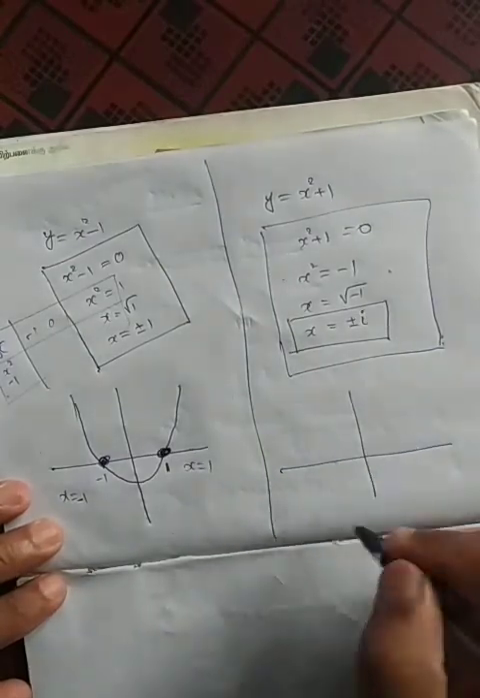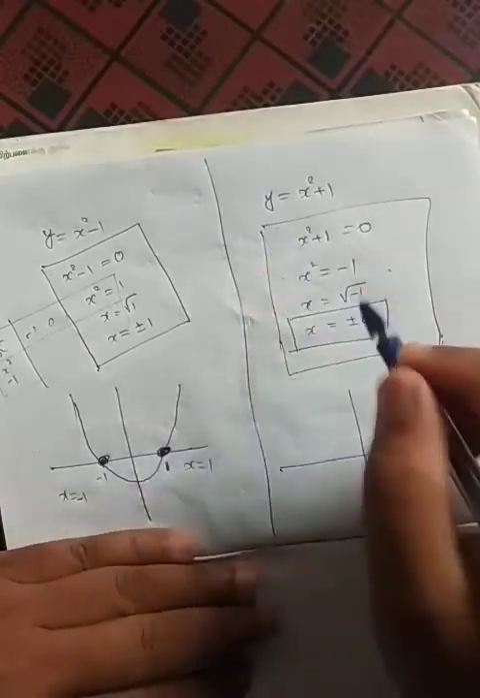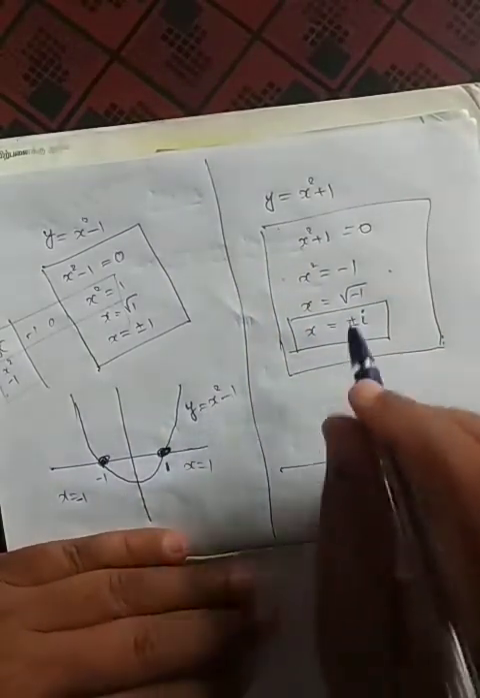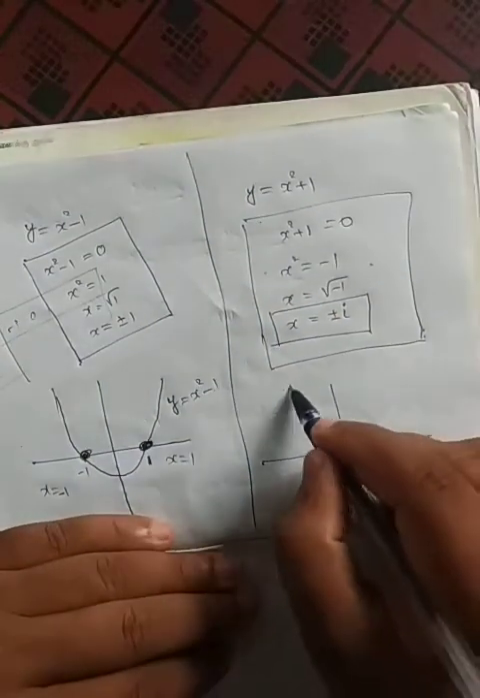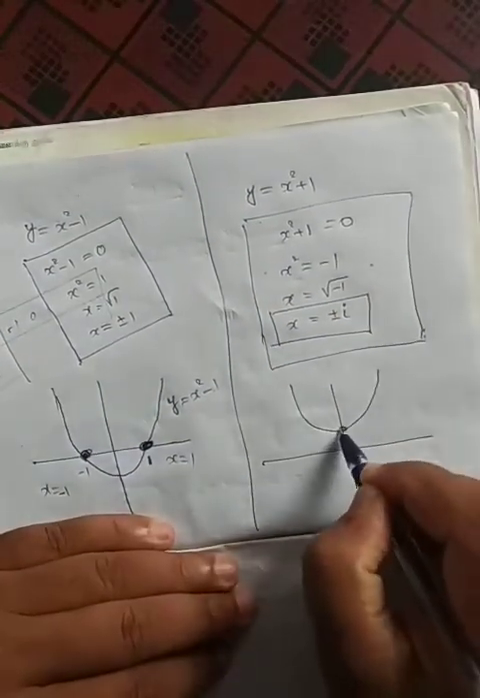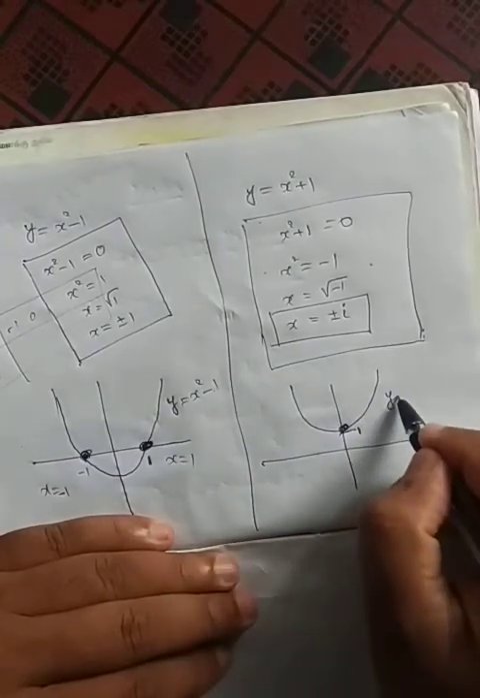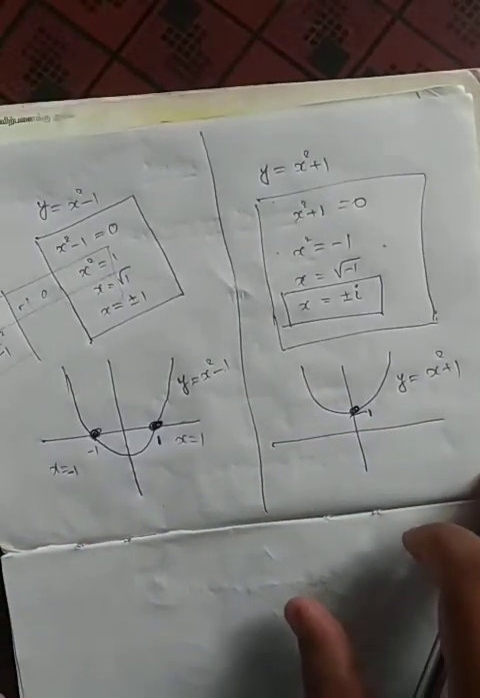If you draw this graph of y equal to x square minus 1, it will go like this. Here the value of y will be 1, so likewise this graph goes. This is x square plus 1. In this way the graph will be there.